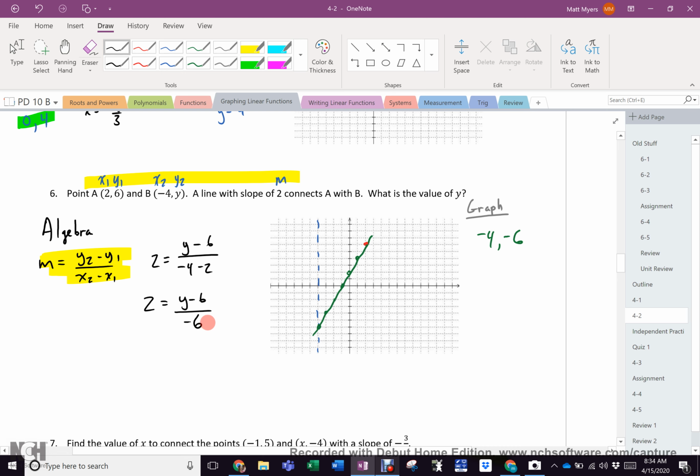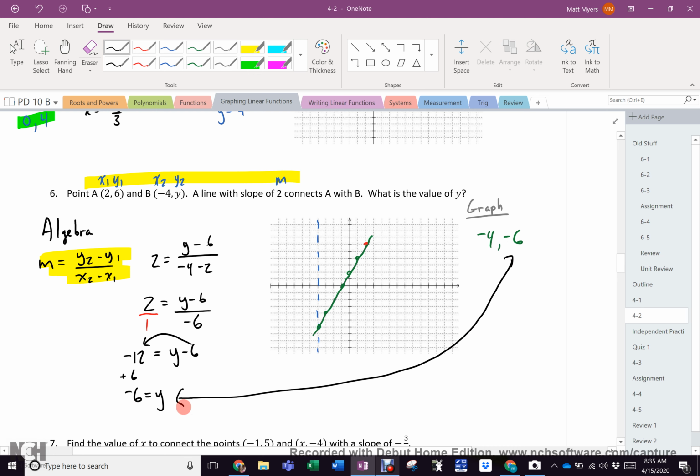Now, you've seen this before many times. It's just cross multiplying. That's really over 1. Now just cross. 2 times negative 6 is negative 12. 1 times y minus 6 is y minus 6. Now, get y by itself. Bring that over. Plus 6, negative 6 equals y, which we knew was the answer from doing it on the graph. Be able to do this in both ways.